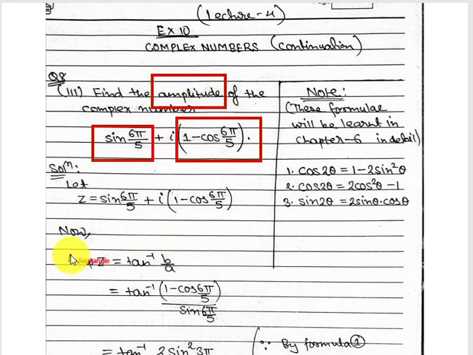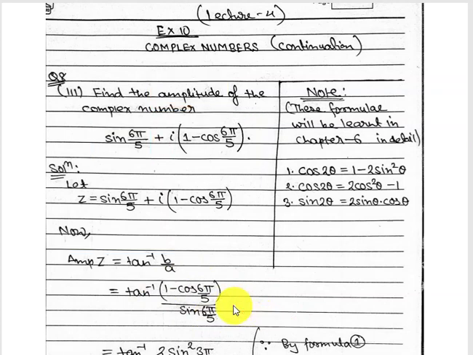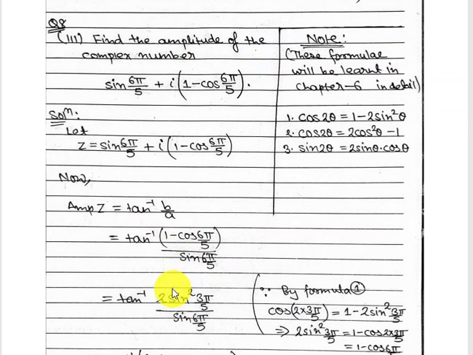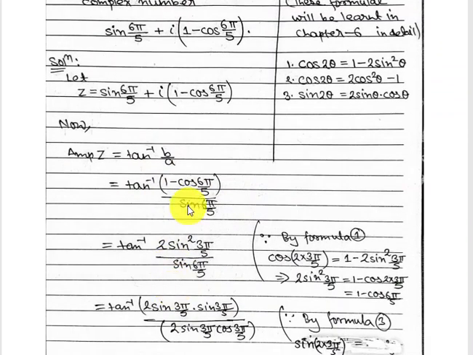And you know that amplitude is given as this. Amplitude of z is equal to tan inverse b upon a. So in our question, b is 1 minus cos 6 pi upon 5 and a is sine 6 pi upon 5. So we will substitute the values. Clear? So after substituting we got this. Clear? Now we have to simplify these.